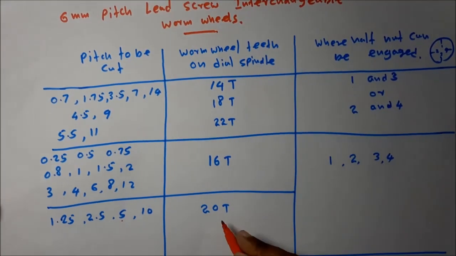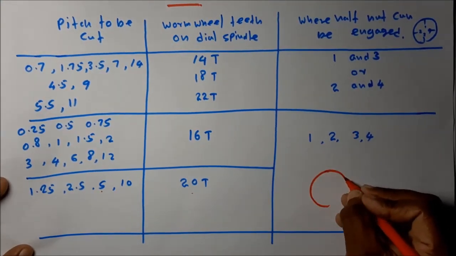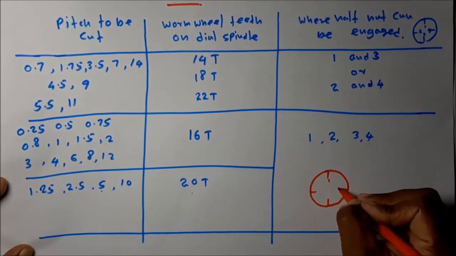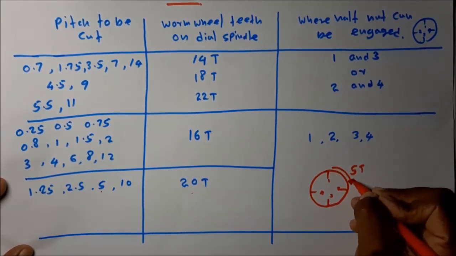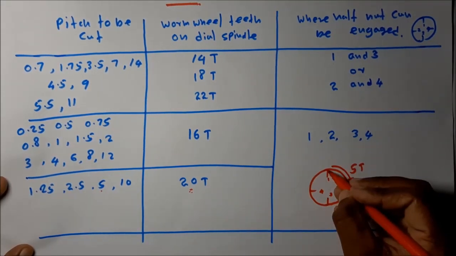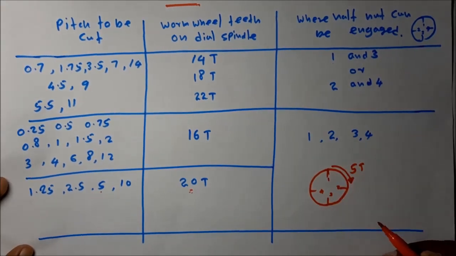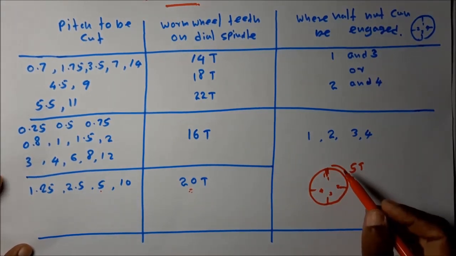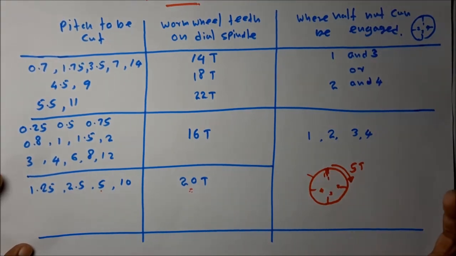If you are using the 20 teeth, that means in a quarter revolution of this dial indicator, 1, 2, 3 and 4, a quarter revolution has 5 teeth, because the complete dial has 20 teeth. So that means engagement positions are produced at 1, 2, 3 or 4. So at any engagement position, we can engage the half nut. Okay. If you engage somewhere here, it will cut a different thread.